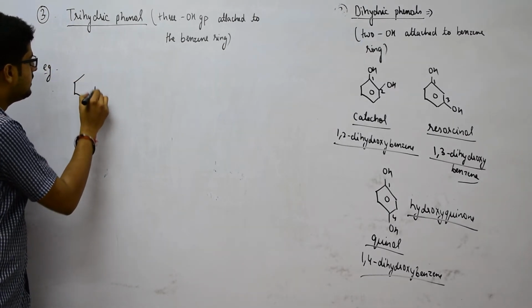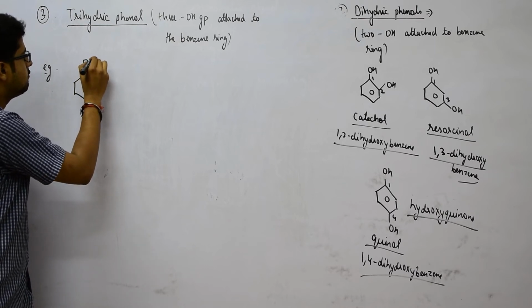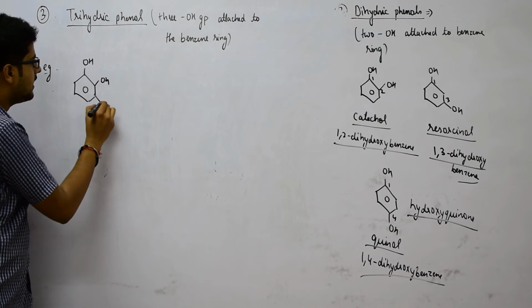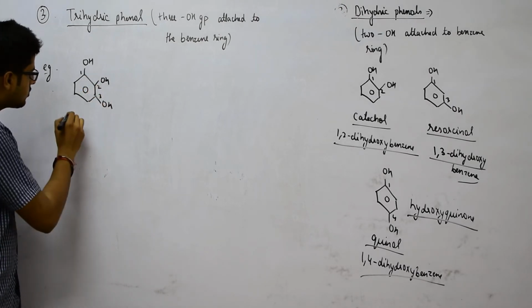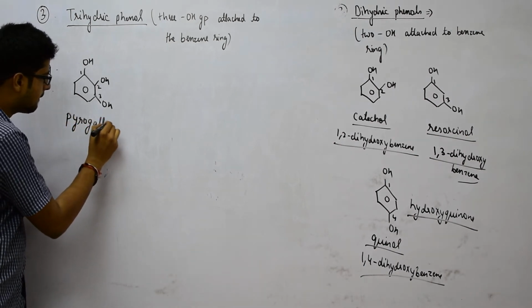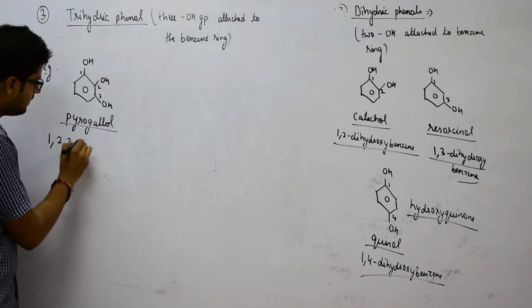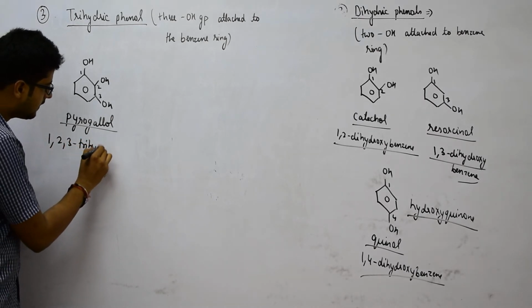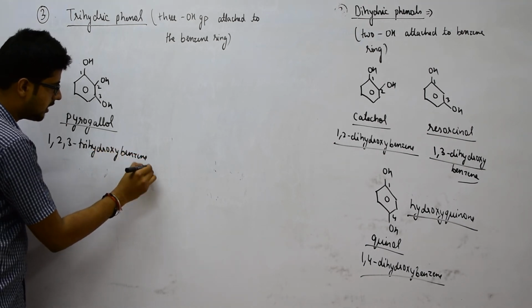First case would be when the attachment is at first, second and third carbon atoms. This is commonly called pyrogallol, or its IUPAC name would be 1,2,3-trihydroxybenzene. This would be its IUPAC name.